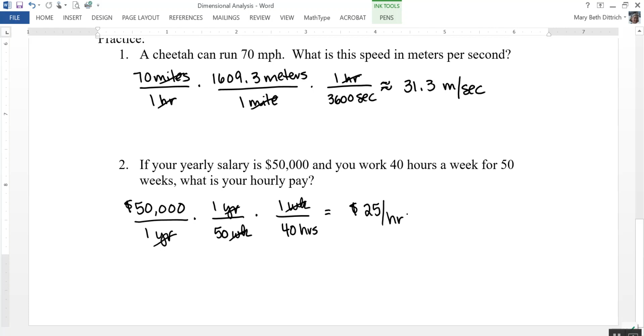So in this video, we took a look at dimensional analysis, which is a way of using unit multipliers to change the units on one rate to another rate that has different units.